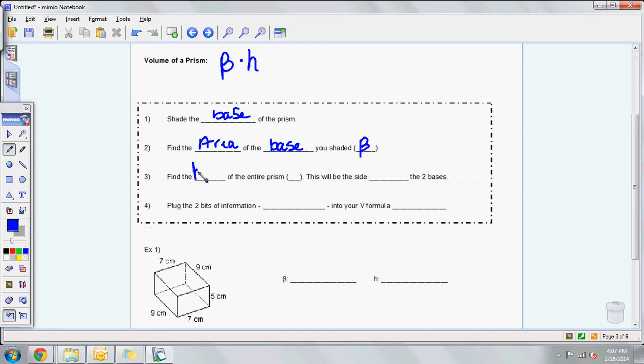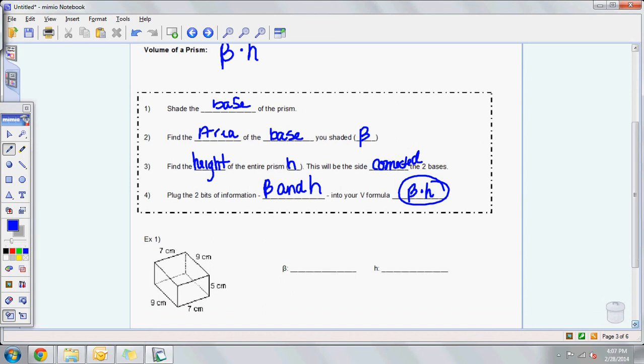After you do that, then you're just going to find the height of the entire prism. So from top to bottom, or from base to base. This will be the side connecting the two bases. So whatever you shade, you're going to figure out what's connecting those two shapes. And then once you're done, you're going to plug in those two bits of information, your base area and height. And your final formula, remember, that I wrote above, just repeating it, is base area times height.